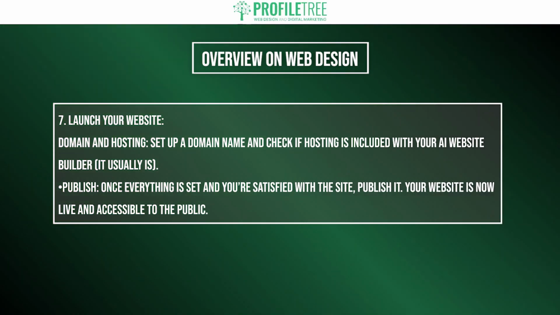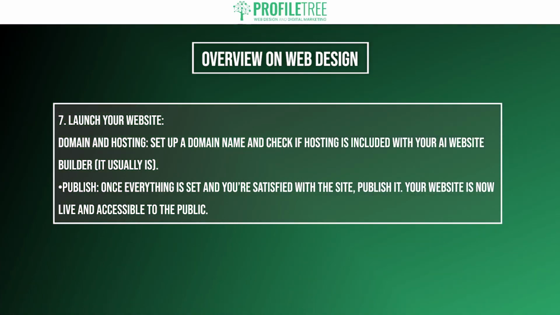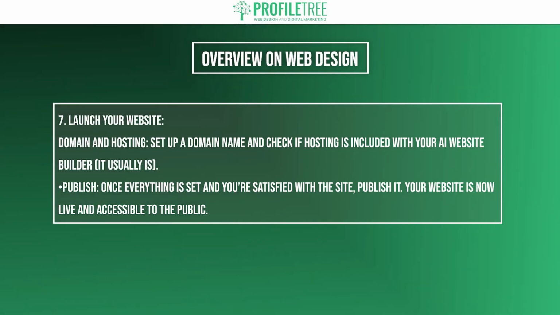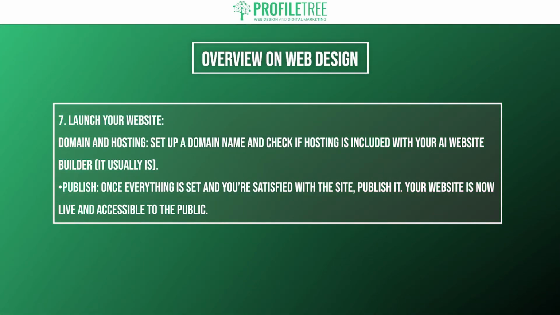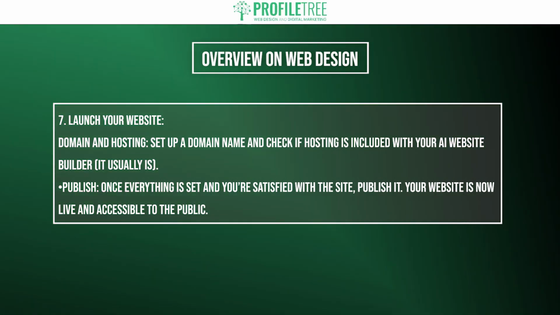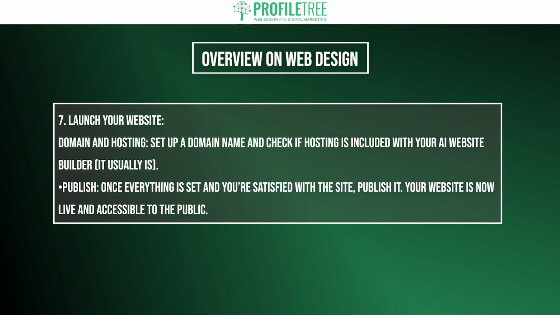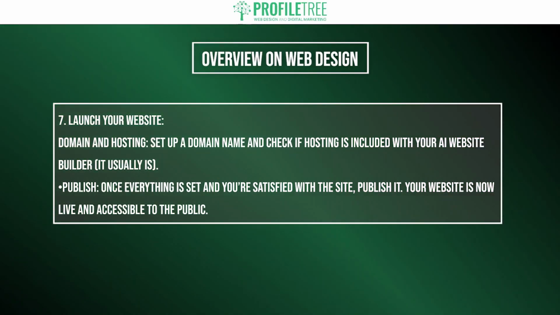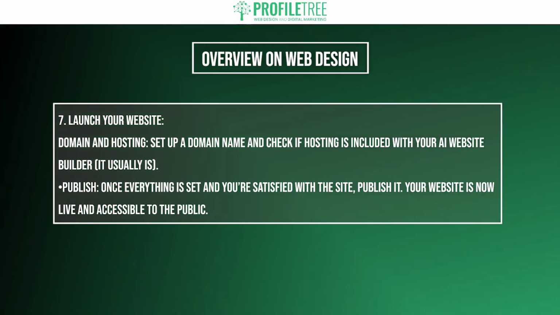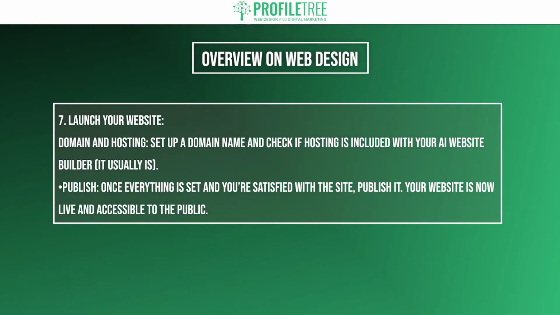So make sure you set up a domain name, pick one that ties in well with the website and you as a brand business. Check if the hosting is included with your AI website builder. It usually will be. All that's left is to publish. So once everything is set and you're satisfied with the overall site, go ahead and publish it. So that website is now live and accessible to the public.